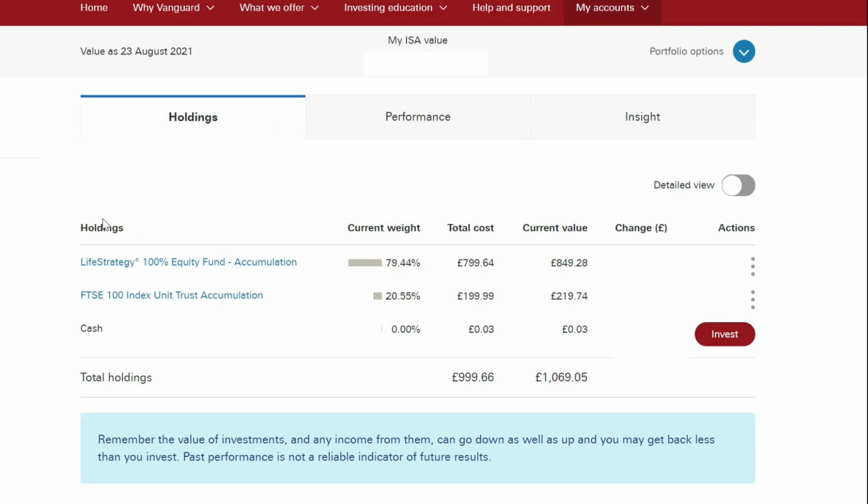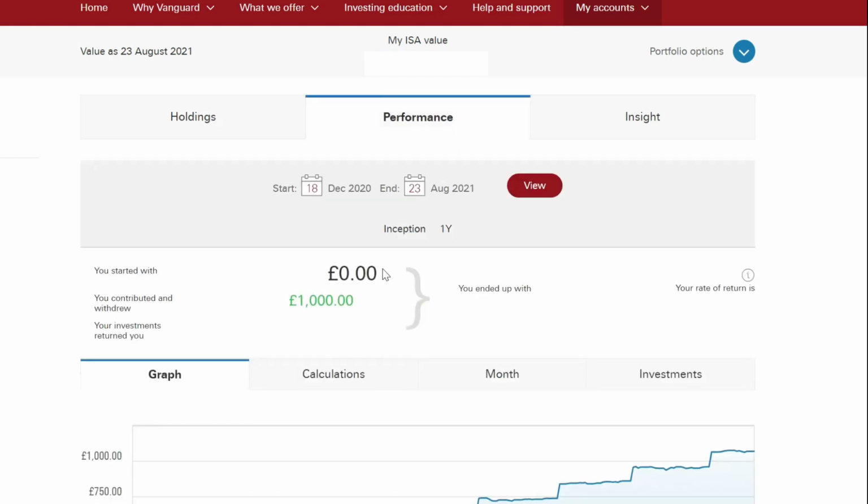If we have a look on here, you can see that I hold 80% of my fund in this Life Strategy 100% Equity Fund accumulation, and then around 20% in the FTSE 100 Index Trust Accumulation Fund. And you can see here, if you look at the change, that actually the FTSE 100 has made more of a gain compared to the Life Strategy 100% Equity Fund, because even when you divide by the percentage, this one down here, this 19.75, which only makes up 20%, has actually outperformed this one up here. And you can see that a bit better if I go on performance.